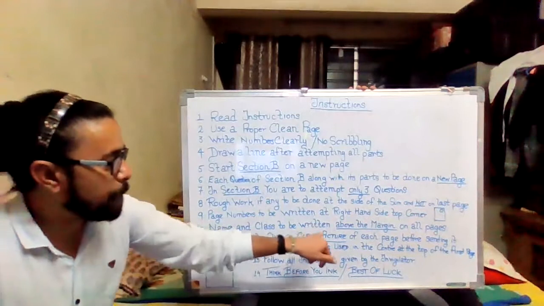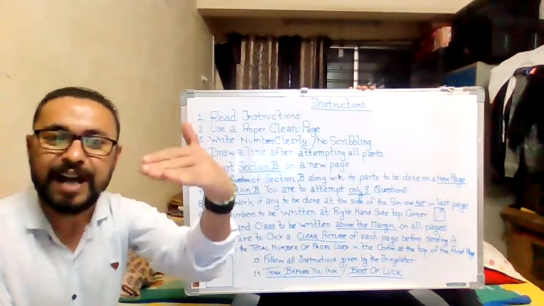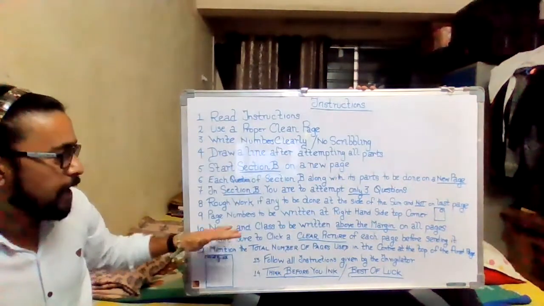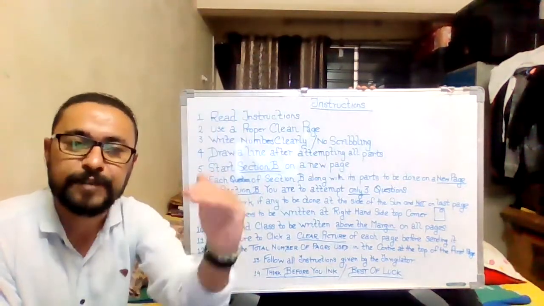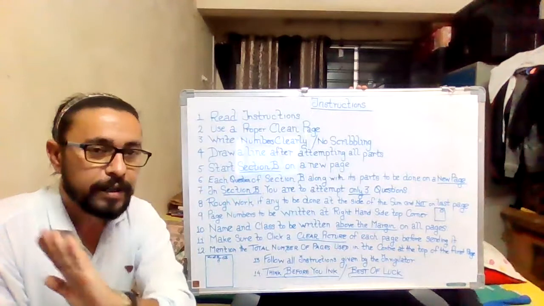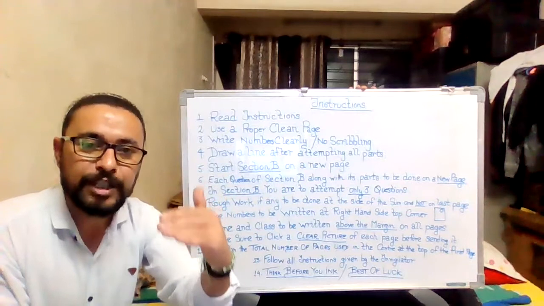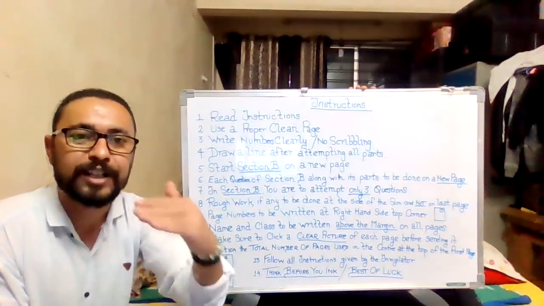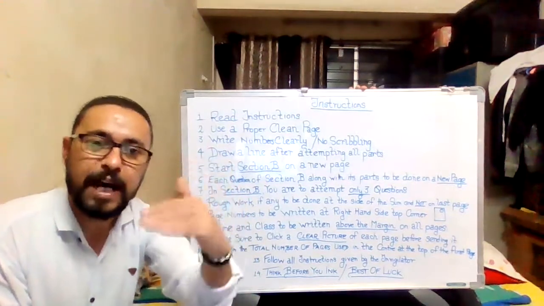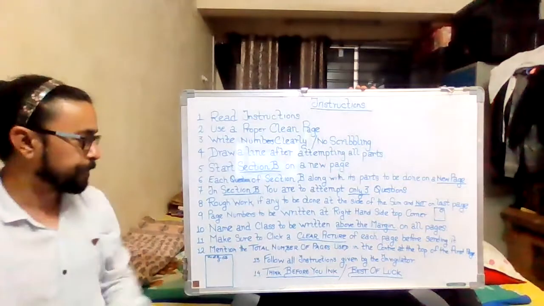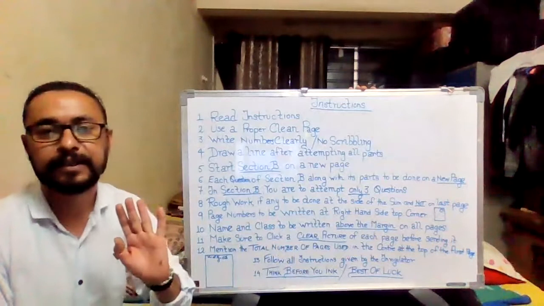Name and class to be written above the margin on all the pages. On all the pages that you use, your name and your class and section. Your name, your class, and your section must be mentioned above the margin. That is the first thing that you write on each and every page. Name, class, and section. Roll number is not important out here because I will be checking and registering your marks according to your names. So don't worry about your roll number, but your name, class, and section has to be mentioned very clearly. Make sure to click a clear picture of each page before sending it.